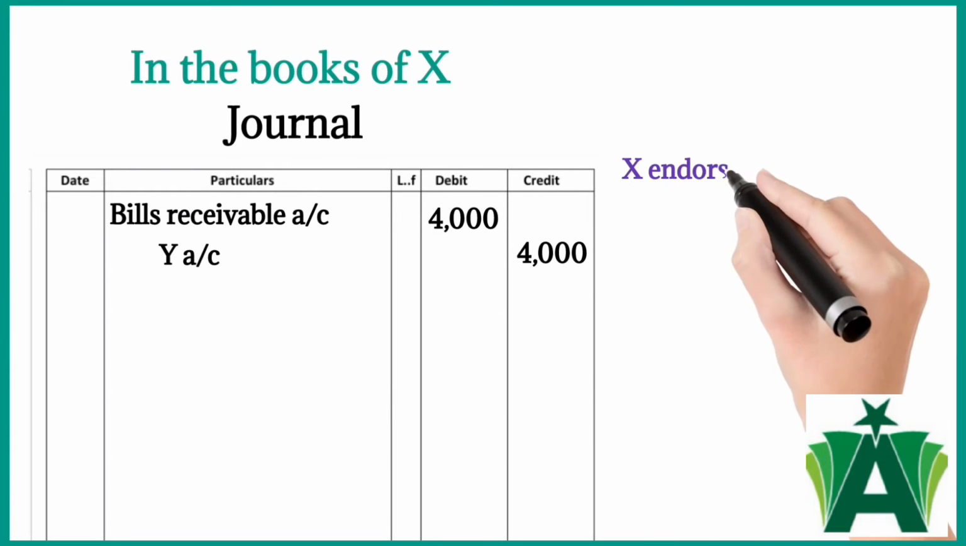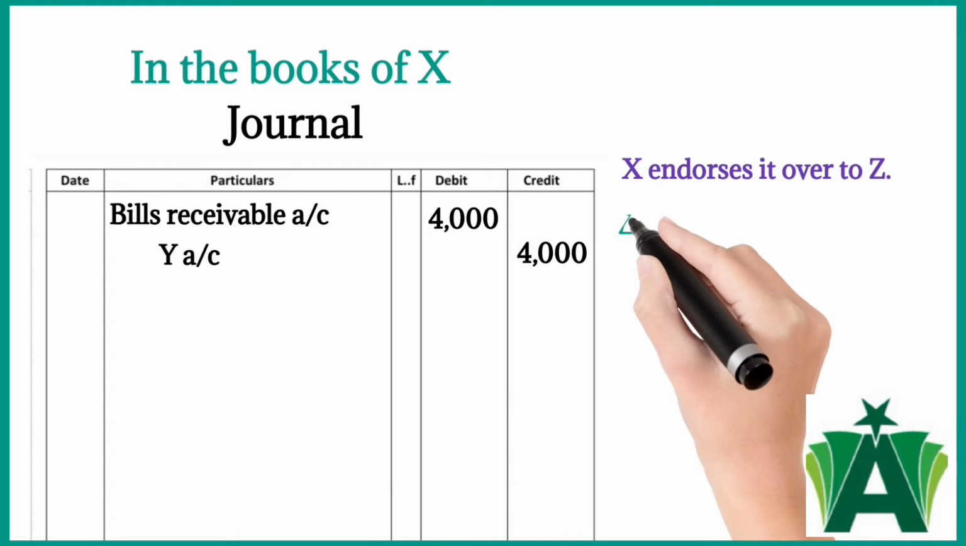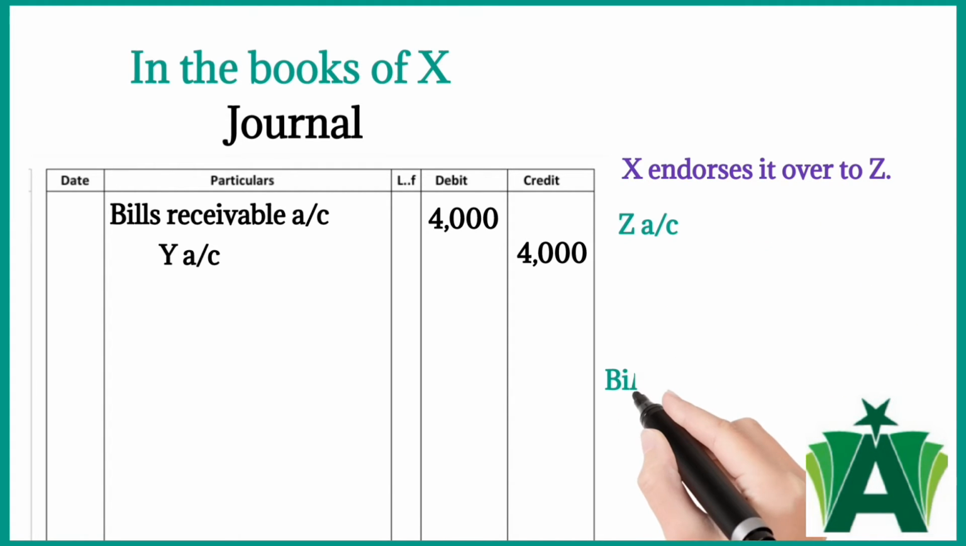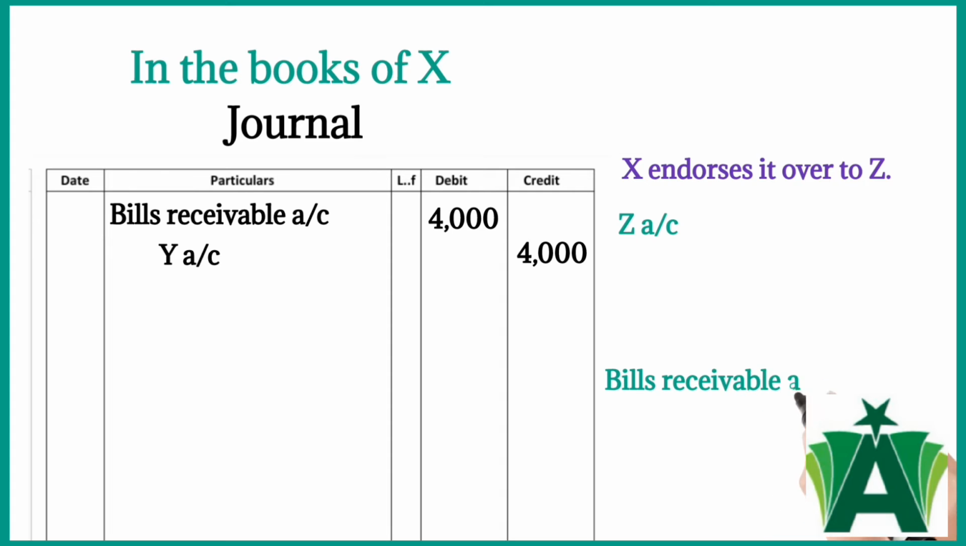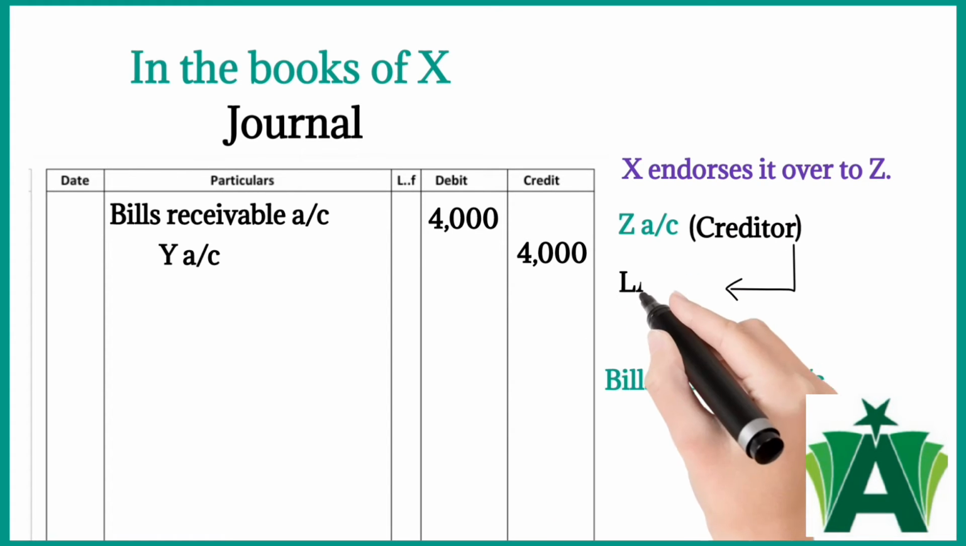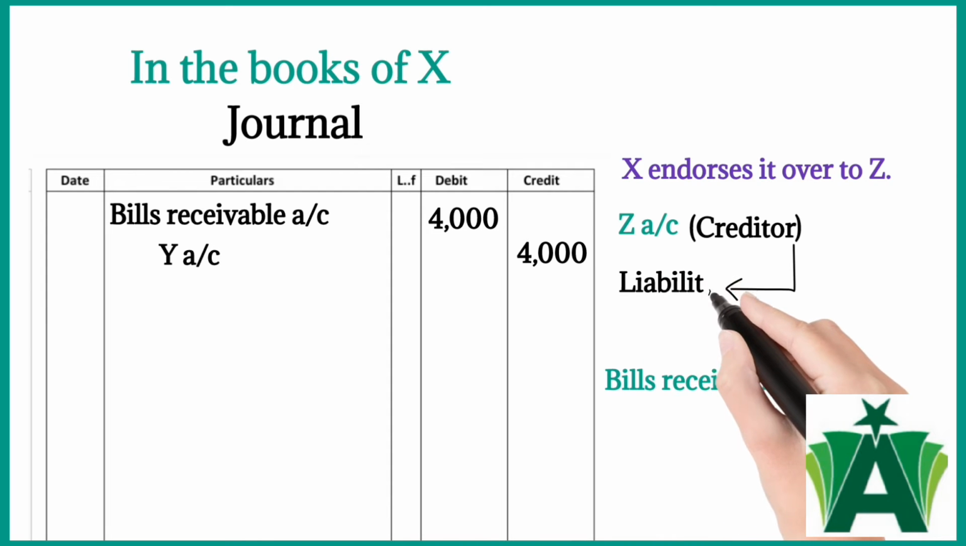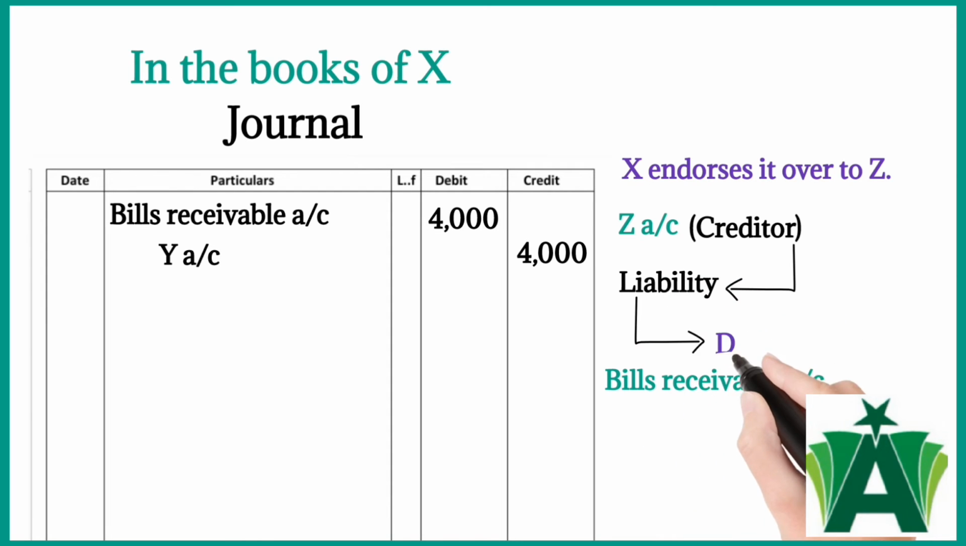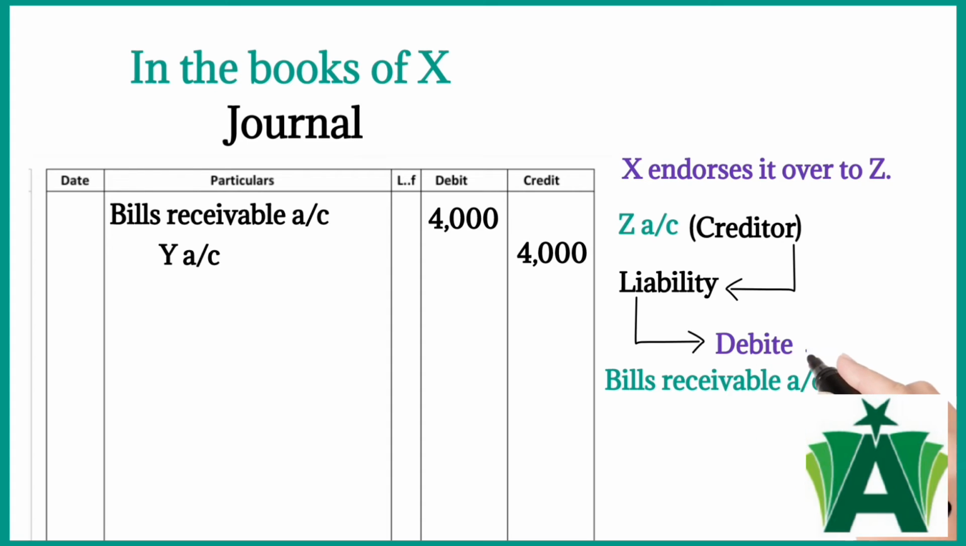X endorses it over to Z in this transaction. Two accounts are involved. C account and bills receivable account. C is a creditor of X. Creditor nature is a liability. After endorsement of the bill, the liability decrease in business. C account will be debited.